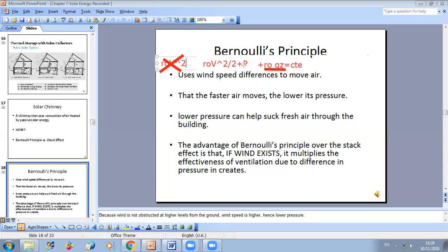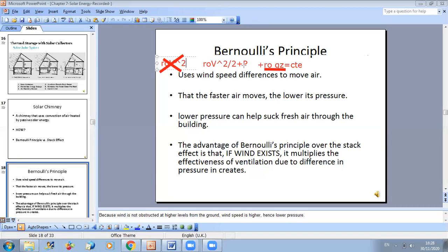So if I have air moving at high velocity, I can create a low pressure, and due to the pressure drop, I can circulate my flow. For example, Bernoulli's principle can rely on using wind speed differences to move air, because when you have wind, the velocity of wind is relatively high, which will create a low pressure for this flow, and therefore due to the pressure variation, you can create motion of your fluid in your system.